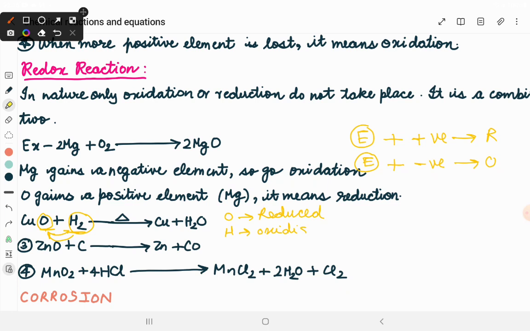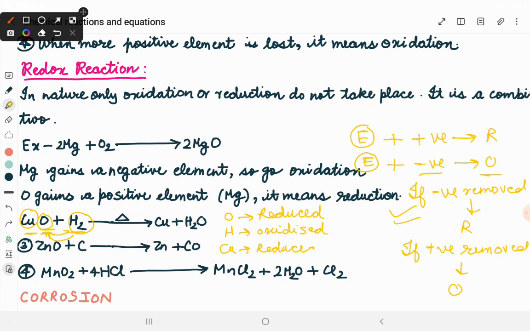Think of copper. What is happening to copper? Copper was having a negative thing with it earlier, but now this negative thing is removed. See, when we added a negative thing it was oxidation. Now if a negative thing is removed, it means reduction. And similarly, if a positive thing is removed, what will happen? It will be oxidation. For this copper, we have removed oxygen, which is a negative thing. So if a negative thing is removed, it is reduction. So copper will be reduced.